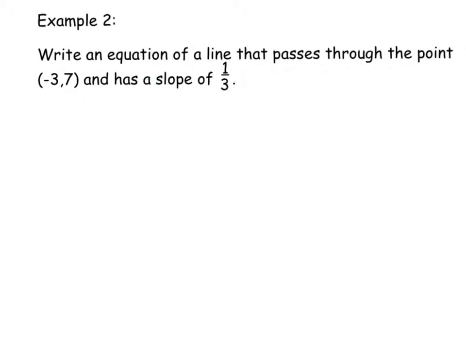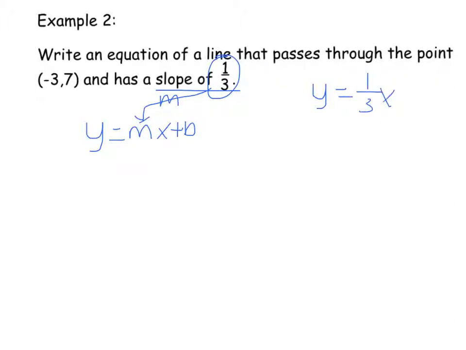So again, we are going to write an equation of a line that passes through this point, negative 3, 7, and has a slope of 1/3. So I'm going to start because I know y equals, I know that part, and I know that my slope is m. So if I'm writing it in y equals mx plus b, I can put my slope in for m. So I have 1/3 x, and now I just have to worry about my b.